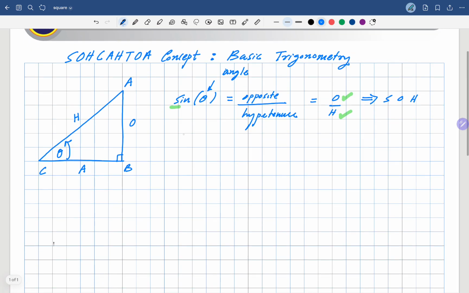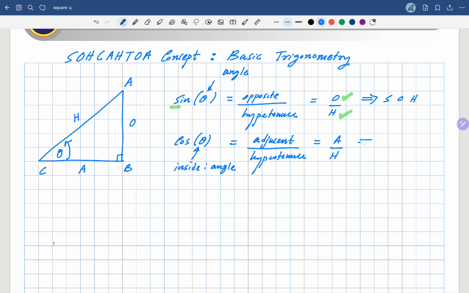Okay, so let's go with the cos theta definition now. So again, inside should be an angle, and that is equal to adjacent divided by hypotenuse. So we call it A divided by H. So that's why we got CAH, as we can see in here.